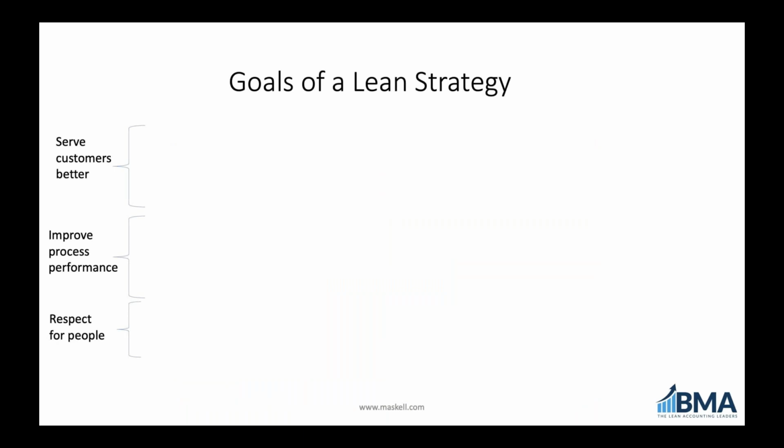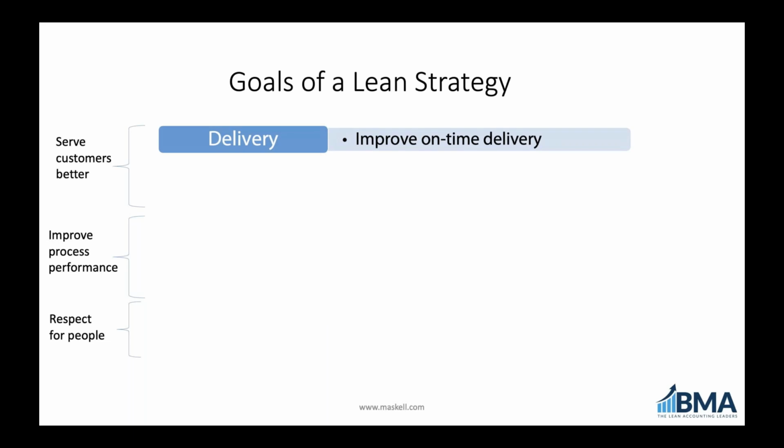And in general, trying to summarize a lot of what I've learned over the years, you can come up with specific goals of a lean strategy. There's three broad goals, basically: serve customers better, improve process performance, respect for people. But you can break these big goals down into smaller goals, which basically look more at performance. For example, delivery, improving on-time delivery, both of products and services to your customers, but also inside the business in terms of delivering to downstream processes.